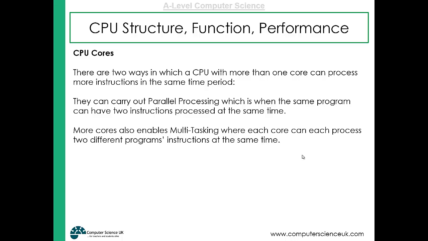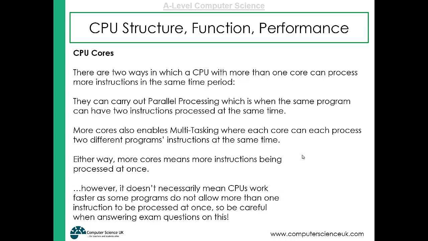Parallel processing, 1 program having its instructions fetched, decoded, and executed at the same time, and multitasking, which is where different programs can have their instructions processed at the same time. Either way, more cores means more instructions being processed at once, which can improve performance. However, it doesn't necessarily mean CPUs work faster, as some programs do not allow more than 1 instruction to be processed at once, so please be aware of that when you're answering your exam questions on it.